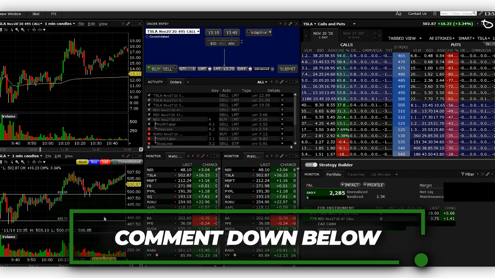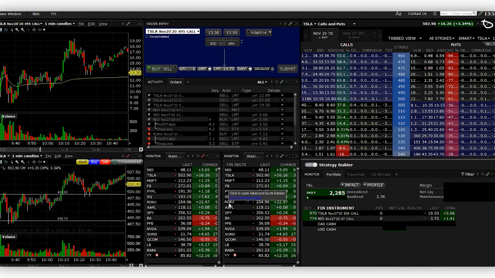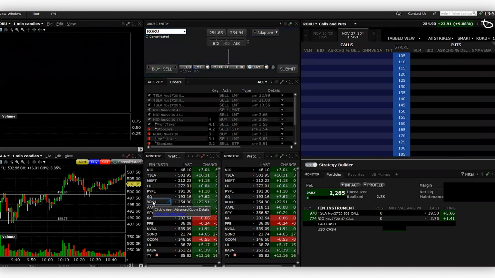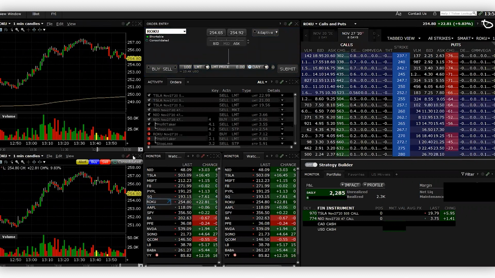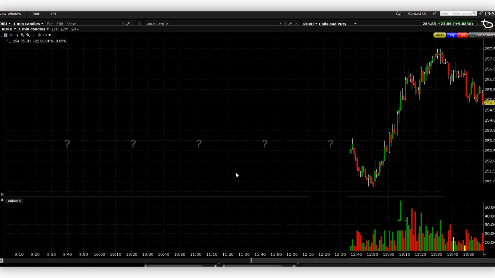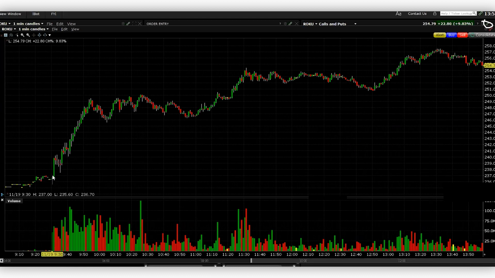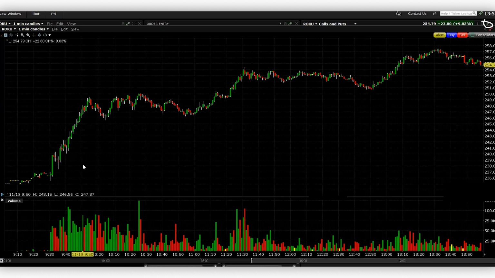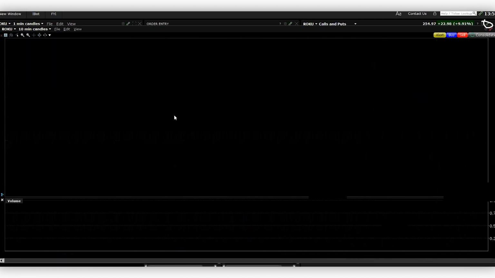So if we take another example, let's say Roku moved pretty nice today. I'll click on both on the watch list, and we'll take a look at the price action first on the day. And you can see Roku had a pretty nice run here on this 1 minute candle. If we go to the 10-minute chart, for example, let's take a look at what that looks like here.